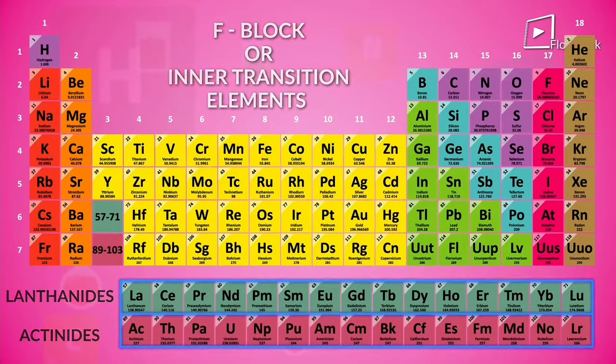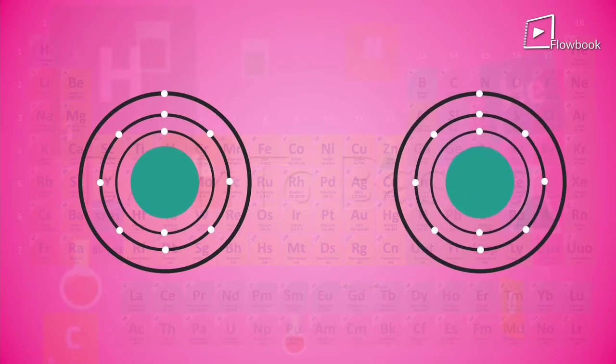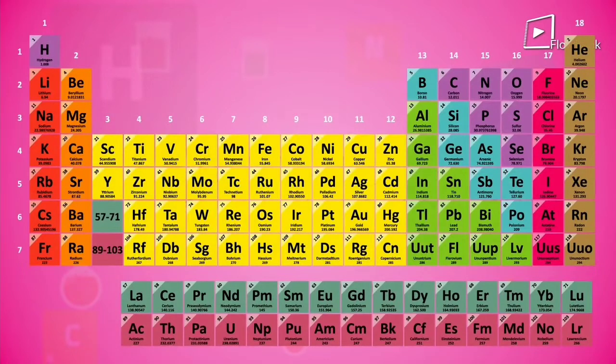Now, transition refers to an element's property where it can easily give up or take up an electron. And though other elements in the periodic table can do this, nothing can do it as well as the transition elements.